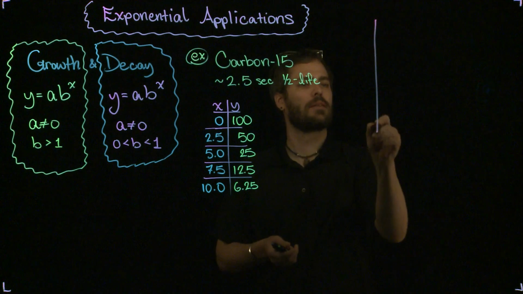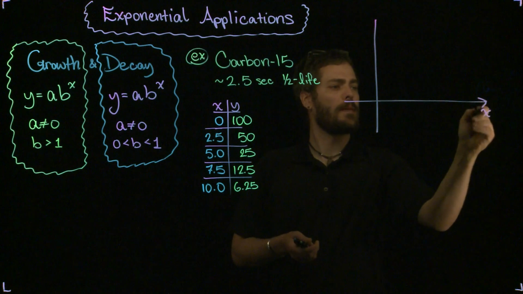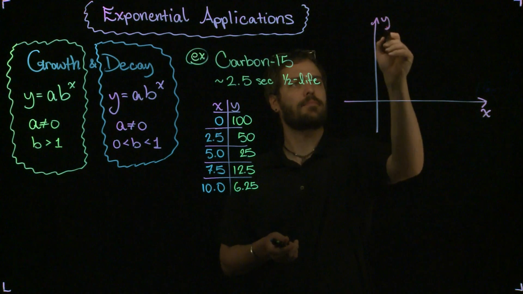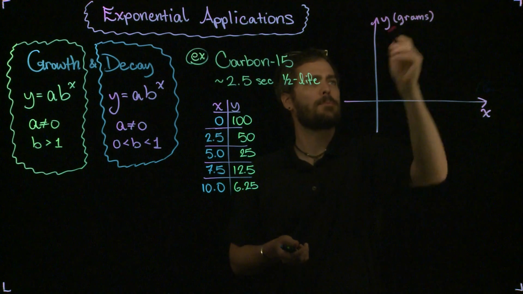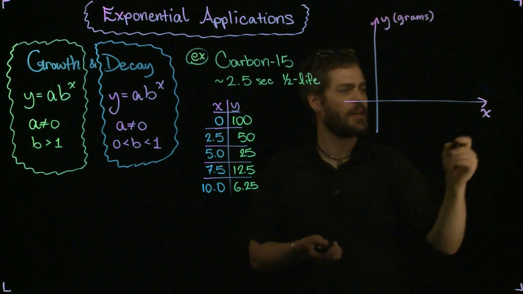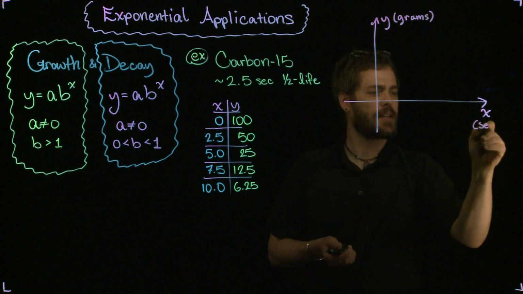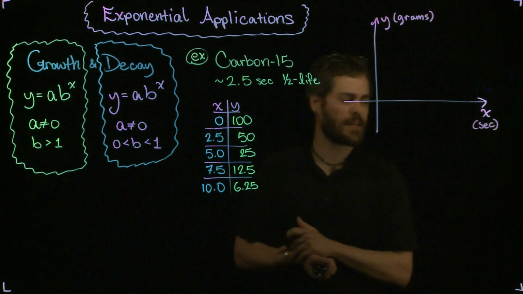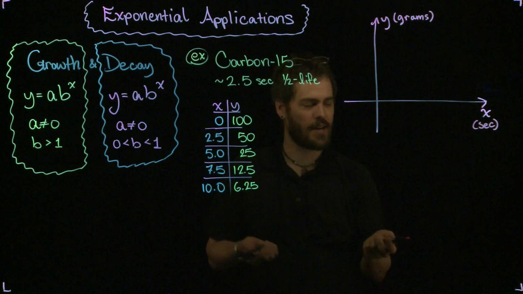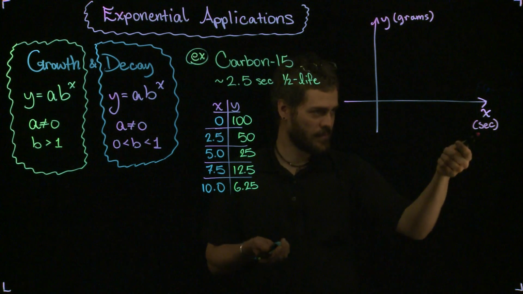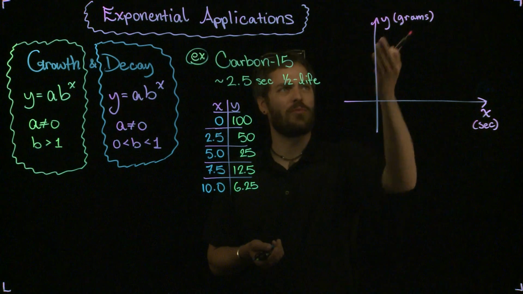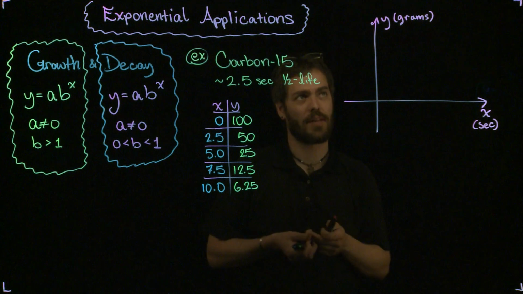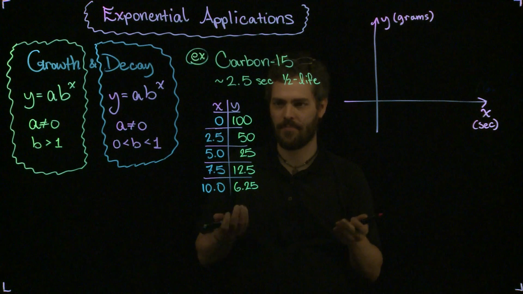So let's go ahead and put our standard XY graph. And I'm going to write in here grams just to remind myself I was talking about a number of grams. And over here for the X, I'm going to put seconds under that to remind myself I'm talking about seconds. And oftentimes you'll see these graphs written in T for time, because it's talking about time. That makes sense. And up here maybe A instead of Y, A for the amount after a certain time.